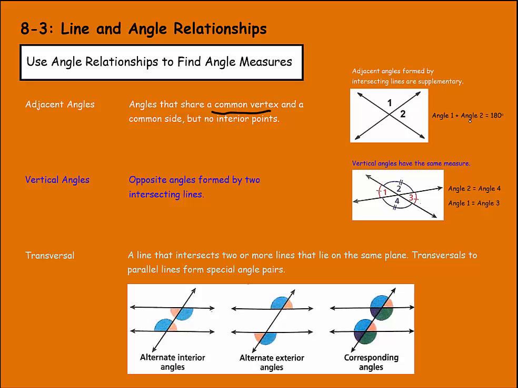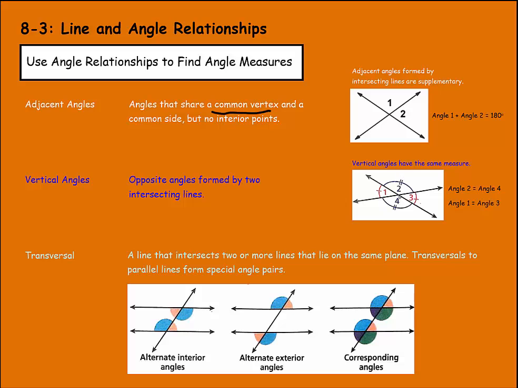So angle 1 plus angle 2 equal 180 degrees. So we'll be able to use that when we do our math in a little bit. Vertical angles then are opposite angles formed by 2 intersecting lines. So if you go to the opposite corner of 1, you'll find its vertical angle, angle 3. Opposite of 2 would be over here at 4.